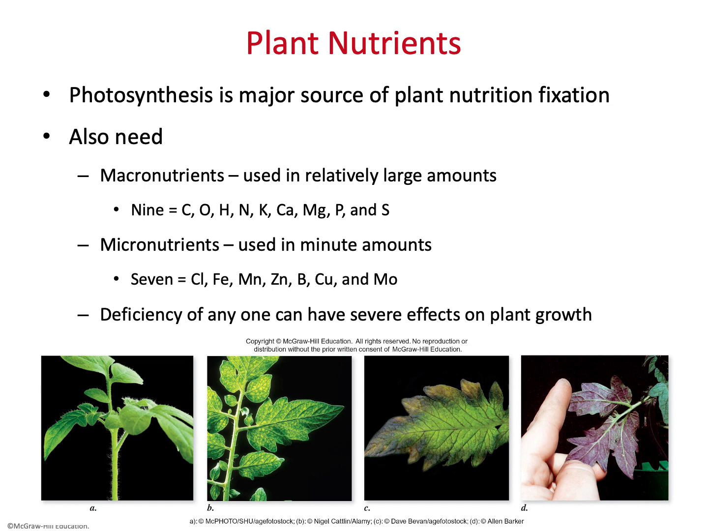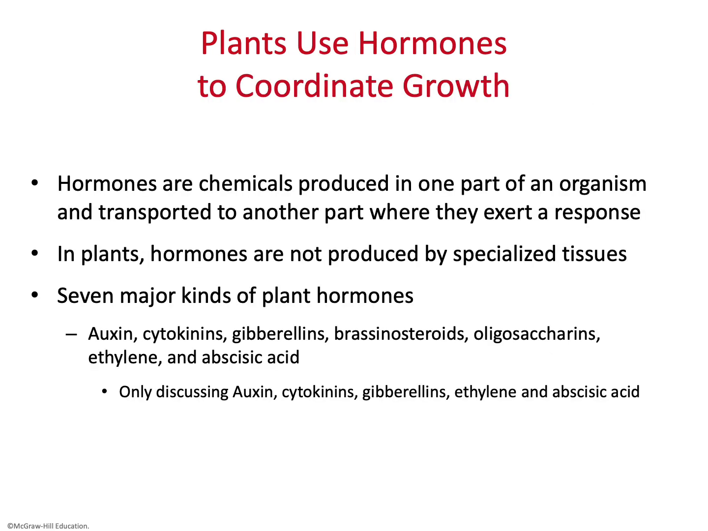Any deficiency of these nutrients can have severe effects on plants. As you can see in this picture, compared to a healthy tomato plant, magnesium deficiency, manganese deficiency, and copper deficiency can give drastic variation in color and the healthiness of the tomato leaf here. So those are the nutrition requirements of plants.